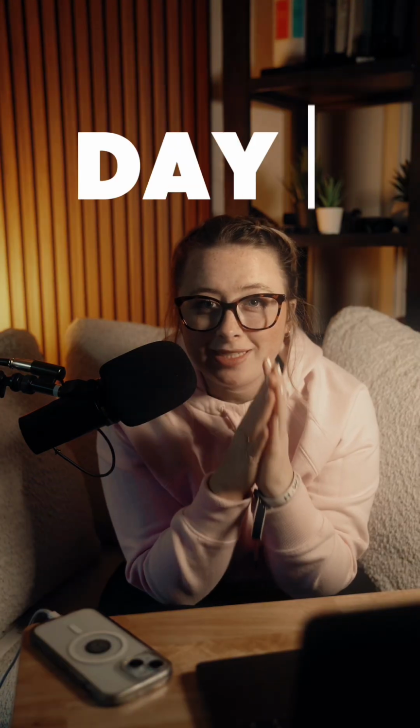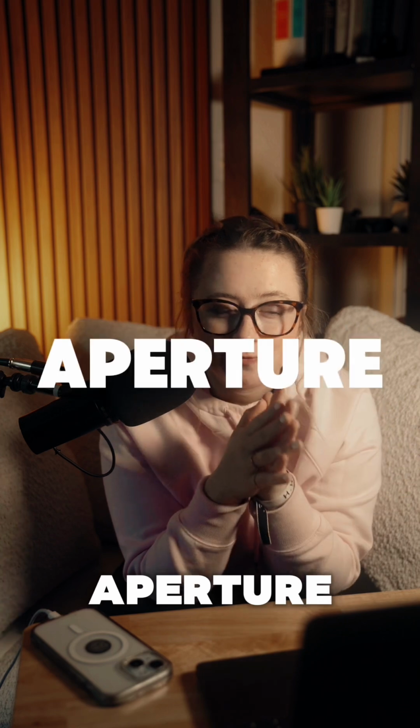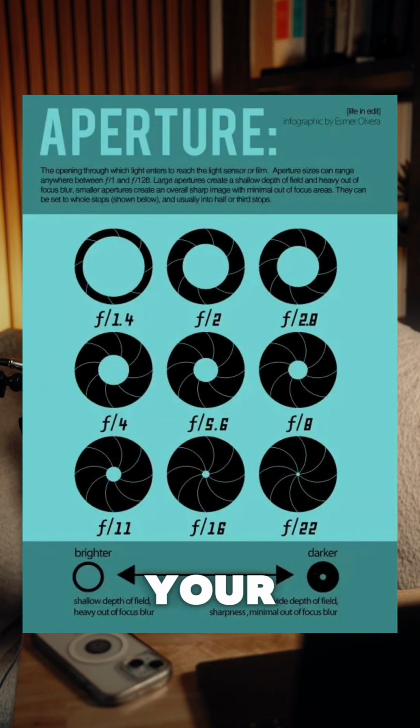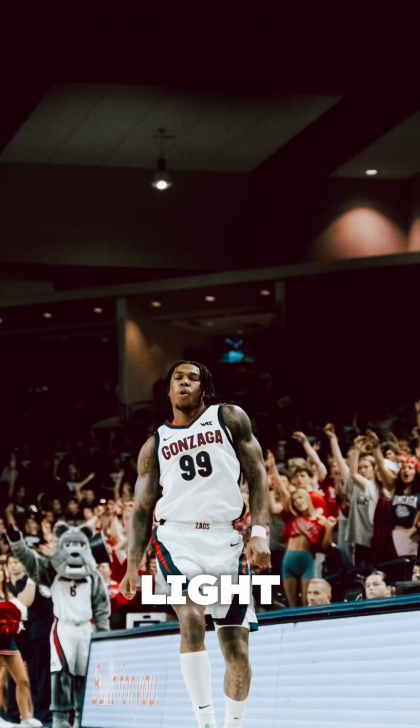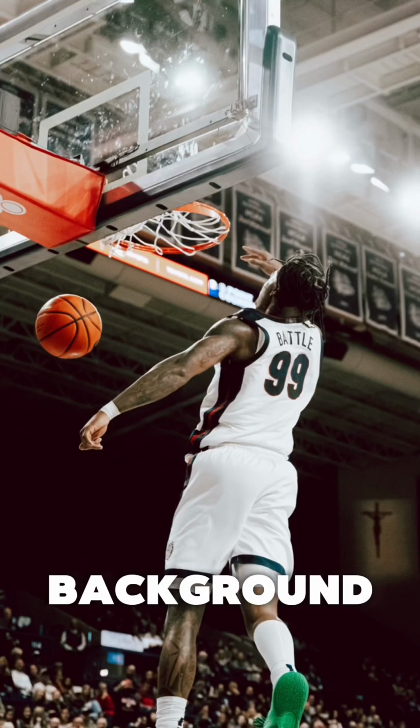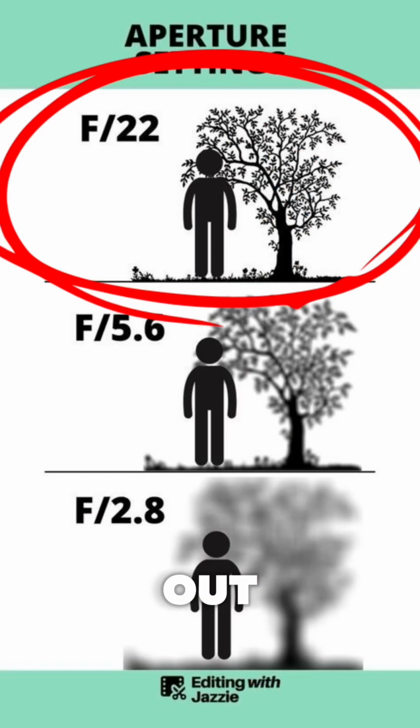Day 3 of basic settings for sports photography. Aperture. Aperture controls how much light enters your lens and affects background blur. A wide aperture, like f2.8 or f4, lets in more light and creates that nice blurry background, making the athlete stand out. A narrower aperture, like f8 or f11, keeps more in focus but needs more light.